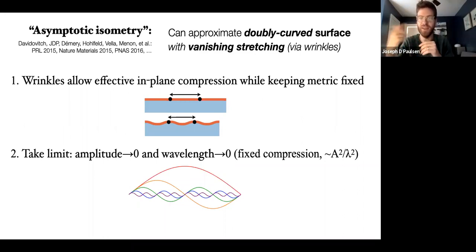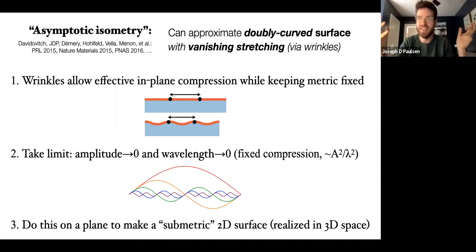And then I take the limit where that wavelength goes to 0, and now I can approximate a line on the plane with a shorter line on the plane. So this is now the secret to making a doubly curved surface: you do this in a two-dimensional sense. And this is called a submetric space. That is, we can take distances in the plane and shorten them with these undulating wrinkly solutions. And if I can shorten any direction I like in the plane, then I can make a spherical cap or a saddle purely by shortening in the proper way.